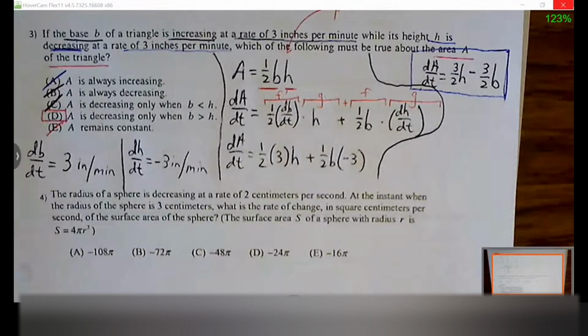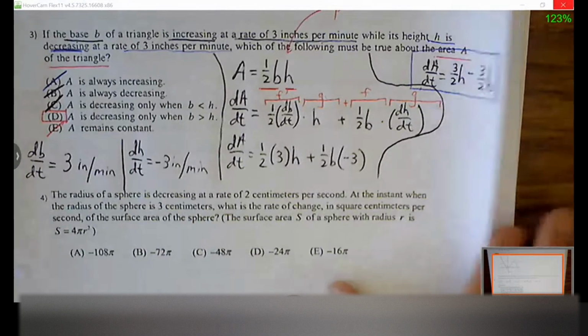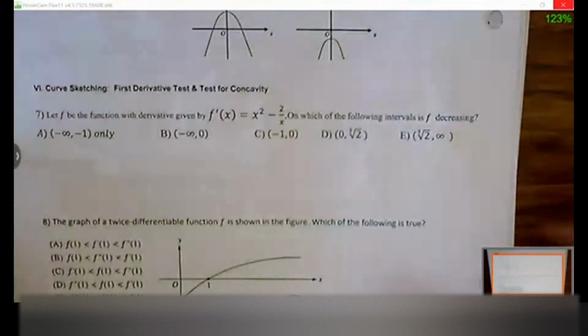All right, number 4 is more of a standard related rates problem. I think you guys can get through that on your own. One last problem that I want to do in class is number 5. So let's go to number 5. We'll finish up the related rates section, and then we'll do curve sketching next time. We'll do that tomorrow.